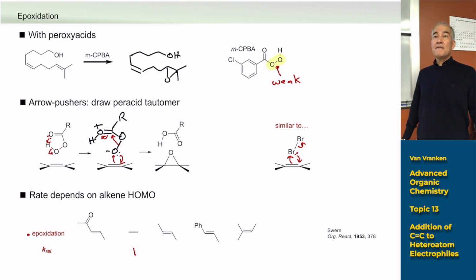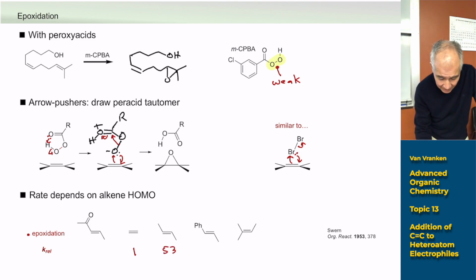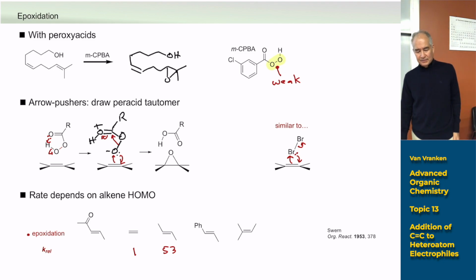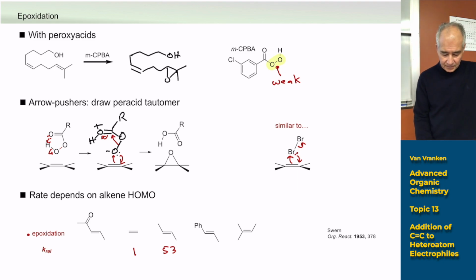Is there some steric effect that slows down epoxidation? If I come over here and I put 2 methyl groups on that alkene, does it get slower or faster? Well, it's faster. It's not 10 to the 7 faster, but it's faster. You would have no problem epoxidizing butene in the presence of ethylene. It's 50 times faster.